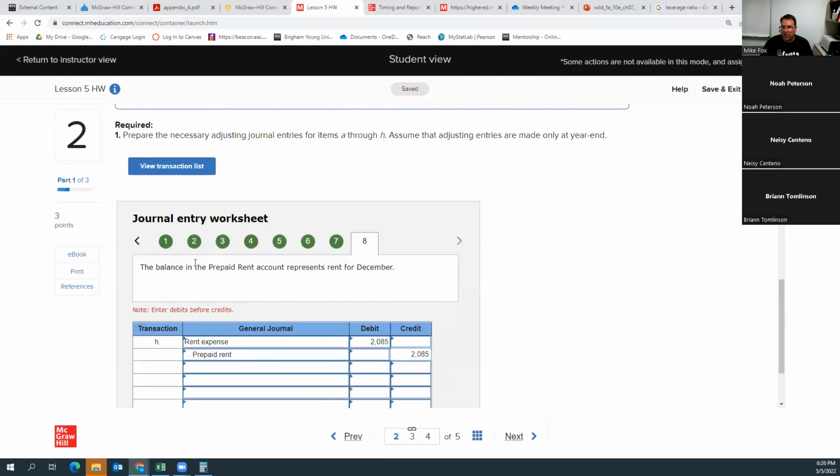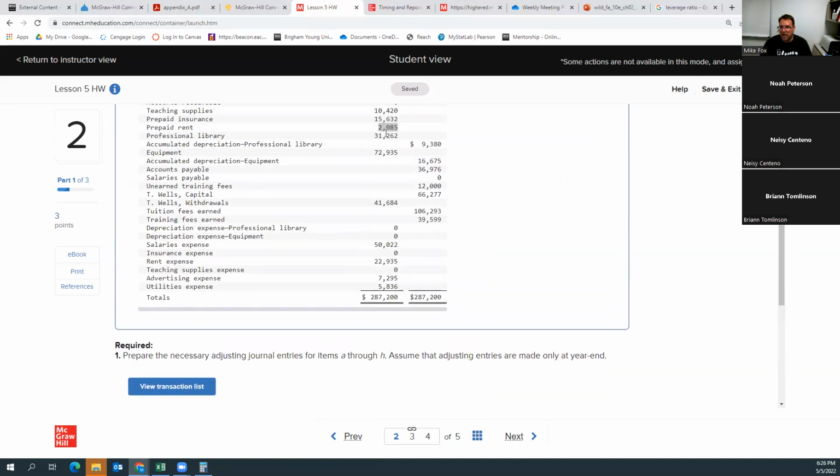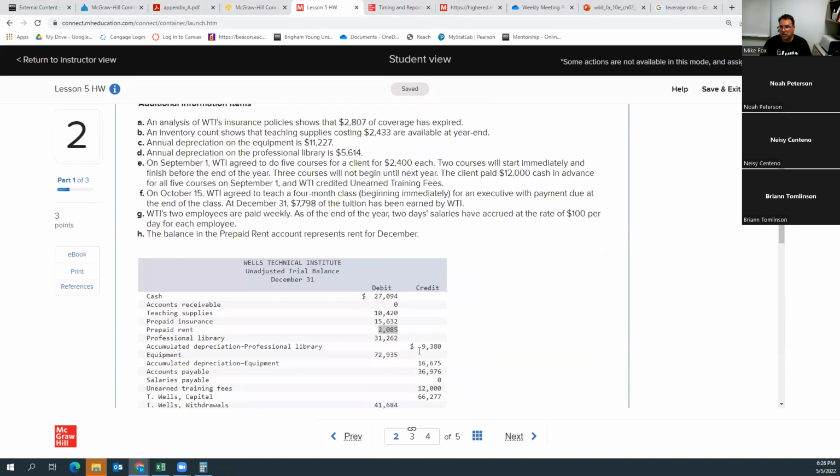Like in the case of this second one, I had to read this carefully and see that the inventory account shows that supplies costing 2,433 are available at year end. And so always, the expense is really the amount that we're using up of the asset. Since I knew what I had at the beginning of the year and I know what I have available at the end of the year, I have to subtract to find the difference, which is how much I used.